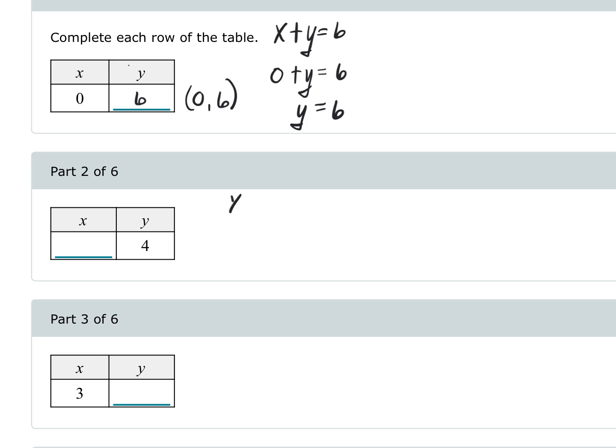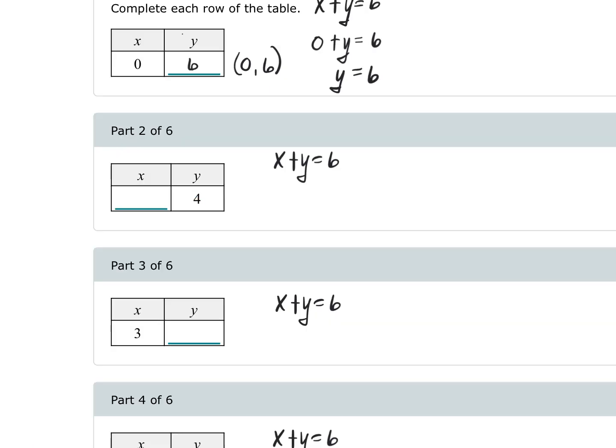And x plus y equals 6 again. But this time we're plugging in 4, and it's going to be our y value. So right now, for y, I'm going to write down 4. And now we're in a position that we can solve for the variable that we are looking for. To get x by itself, I am just going to subtract 4 from both sides, and we get that x equals 2. That's the point (2, 4).